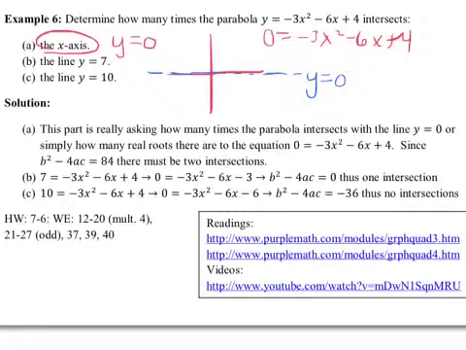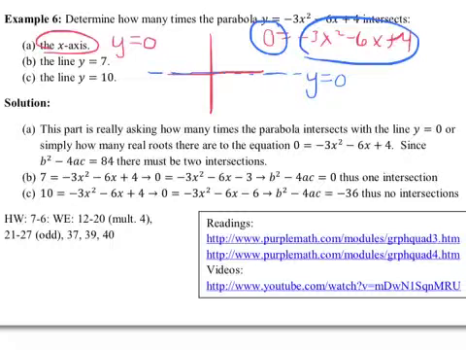So we want to know when the line y equals 0 is the same as the parabola, or when they intersect with each other. So because of that, all we have to do is look at the quadratic formula, or simply look at the discriminant. If the discriminant is positive, we have 2 intercepts. If the discriminant is 0, we have 1 intersection. If the discriminant is negative, there are no intersections.